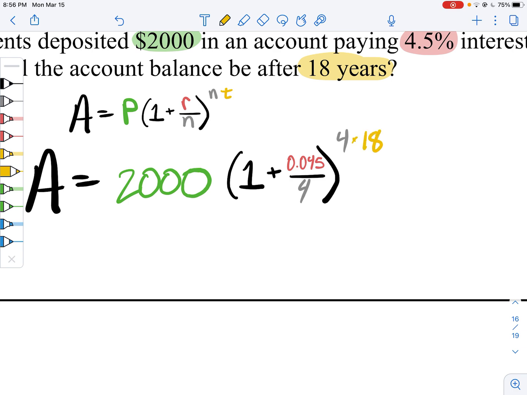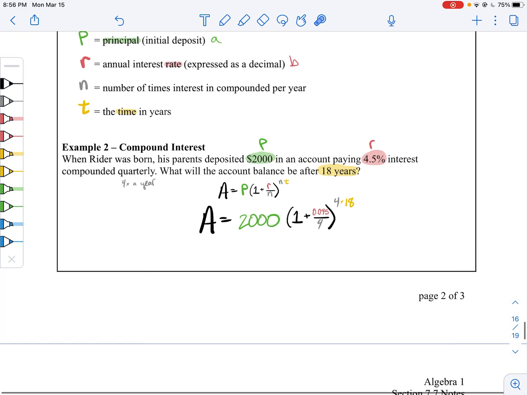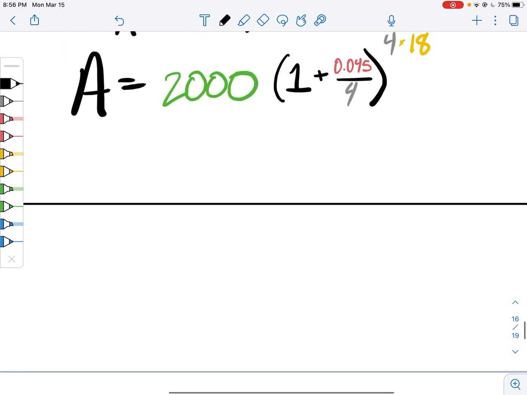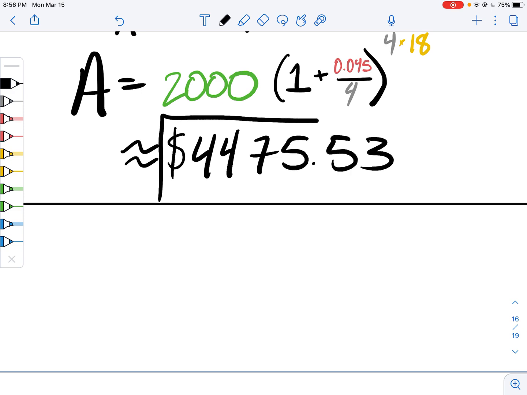So there we go. Now we just have to figure out what is 2,000 times 1 plus 0.045 over 4, all raised to the power of 4 times 18. Well, I will let you figure that out. Come back when you get it. It's approximately 4475.53.